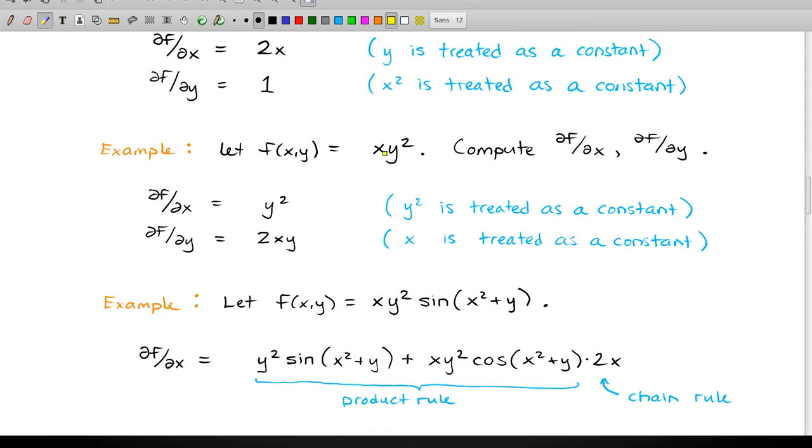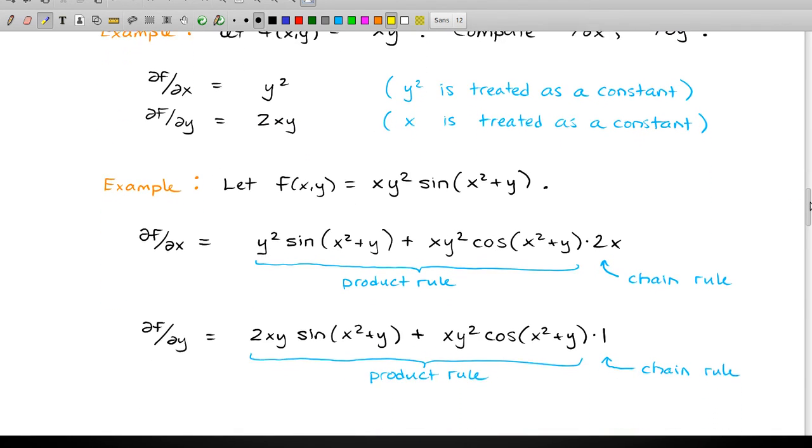f of x, y is x times y squared. Same thing. Derivative with respect to x. Here I have an x times a constant. So I have x y squared, x times a constant. The derivative of x times a constant is 1 times that constant, and here the constant is y squared, and so the derivative with respect to x is y squared. Derivative with respect to y. Here I have a constant times y squared, and the derivative of that is a constant times 2y. Here that constant is x, and so we have 2 times x times y.